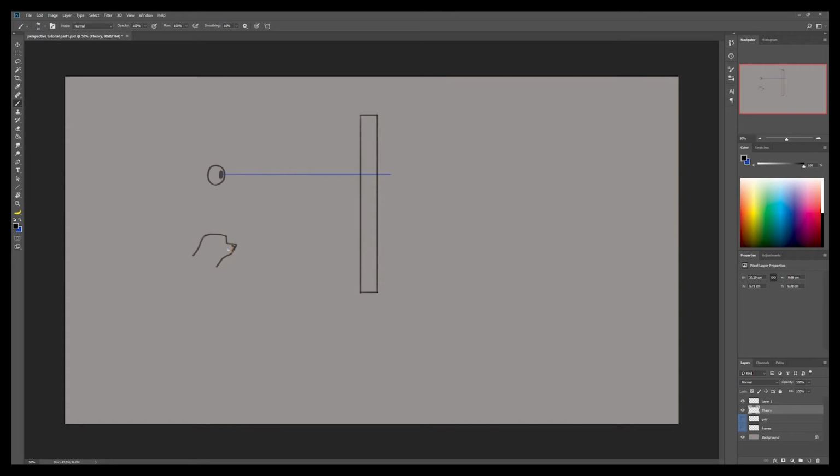A house cat, however, doesn't stand quite as tall as our eyeball friend, so its line of sight would be much further down. This is called a horizon line, and it's our most important component in the perspective grid.